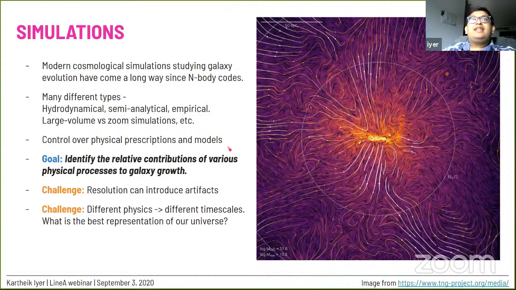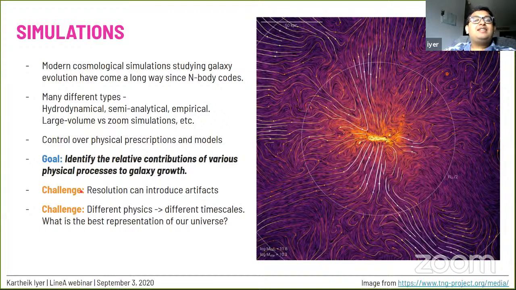The nice thing about simulations is that we have complete control over physical prescriptions for different processes, like how we implement feedback or active galactic nuclei or mergers. And we have a lot of control over the setup of how we run the simulation, which is very different from observations that we do of the real universe. The goal in the scenario, as I stated at the very start, is to identify the relative contributions of the different physical processes in how they influence the growth of galaxies.